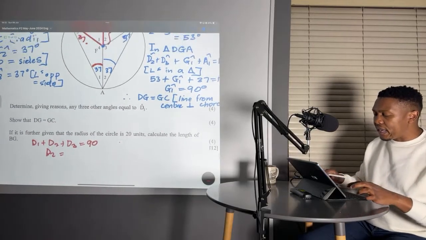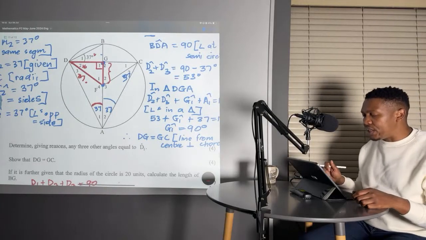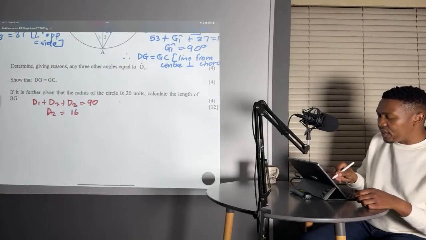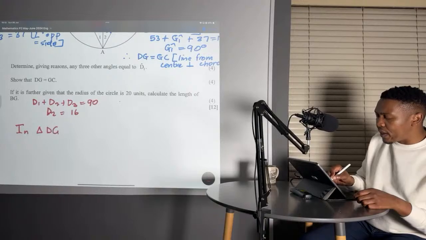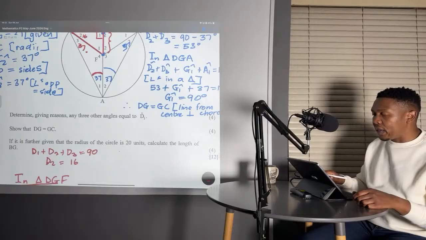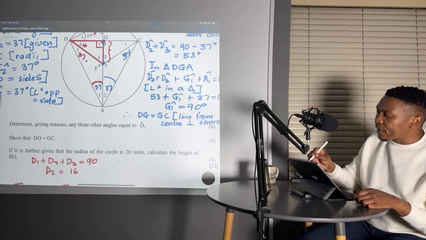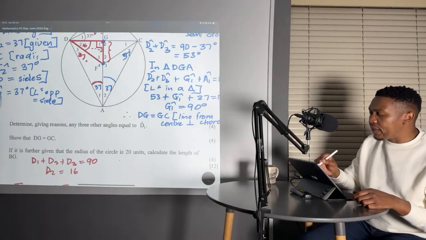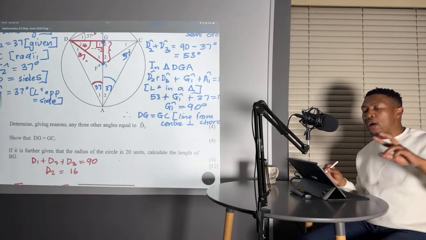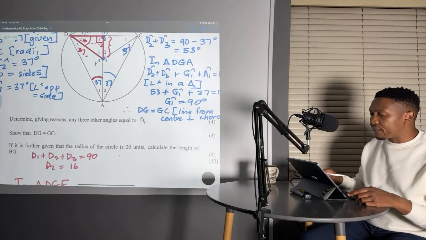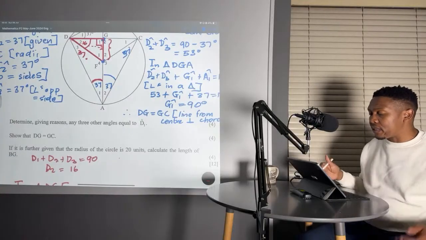So I can say in triangle DGF, that's 16 degrees. So note I'm working on that triangle. I want you guys to be able to see it. I can say, well, I want the opposite side, and I've got the hypotenuse. Now remember that the radius, DF, is the hypotenuse.